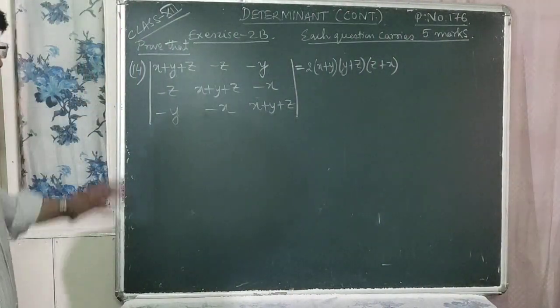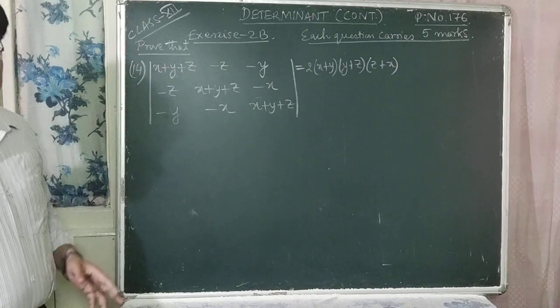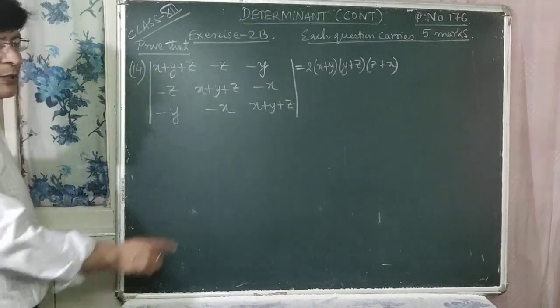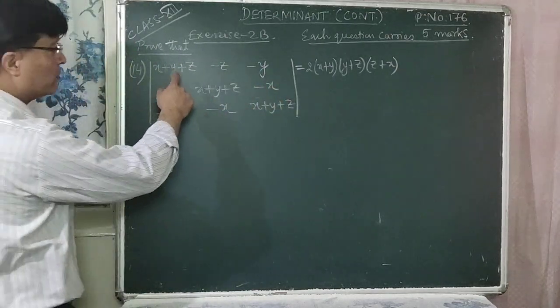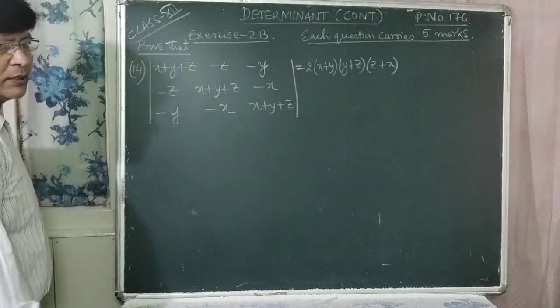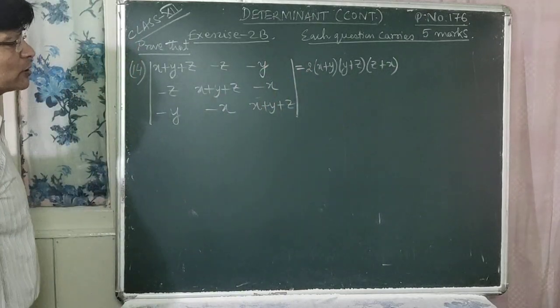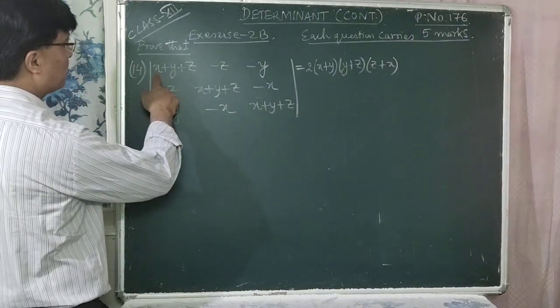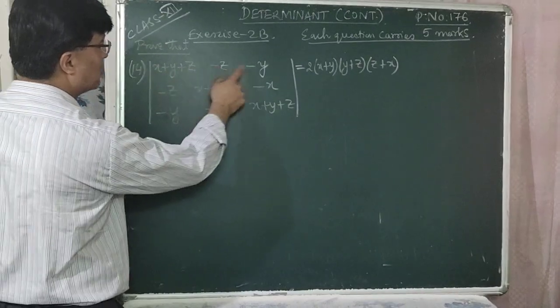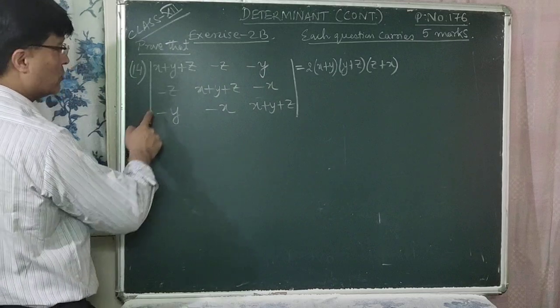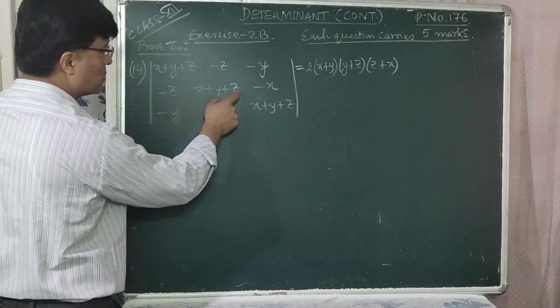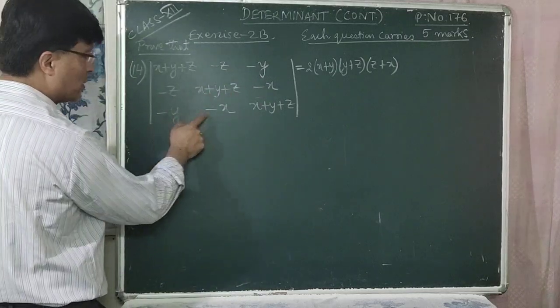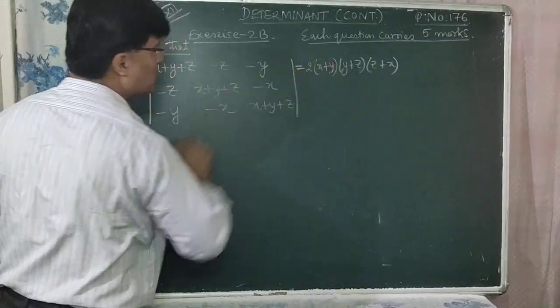So now we are doing question number 14. This is also prove that. So here the given determinant is this one. You have to prove this determinant is equal to RHS. That is 2 into x plus y into y plus z into z plus x. So here the determinant is x plus y plus z, minus y, minus z in the first row. Second row, minus z, x plus y plus z, minus x. Third row, minus y, minus x, x plus y plus z. You have to prove this result.